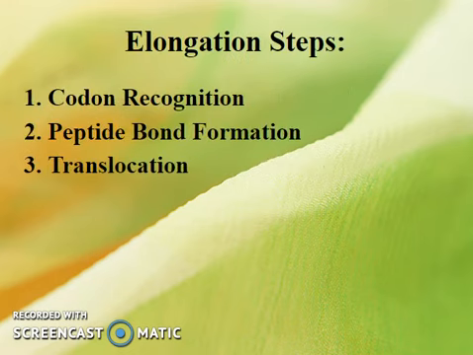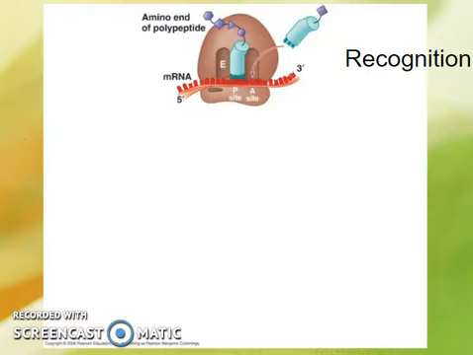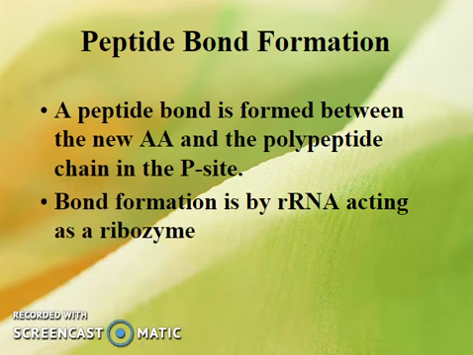Now elongation, we're building our peptide. The peptide's getting longer. Okay, so we've got recognition. We've got this anticodon that's going to match our codon at the A site. The tRNA is going to bump into the A site, and that's called recognition. Essentially, we're just talking about matching up the anticodon and the codon.